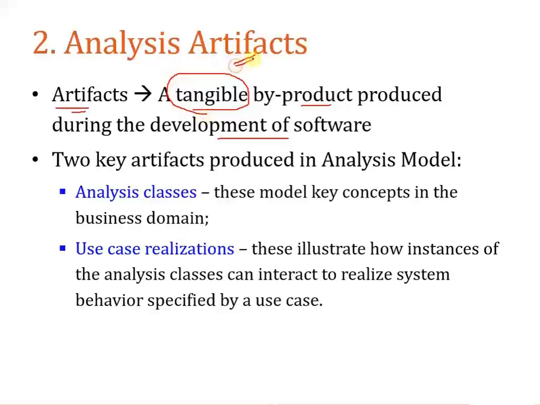as artifacts. So in analysis, that is after the analysis model has been completed, after the analysis phase is completed, there will be 2 different artifacts, that is 2 byproducts will be produced. One is called analysis classes, which is the key model in the business domain. And next is called use case realization. So this is used to illustrate how instances of analysis classes can interact to produce the end system behavior.